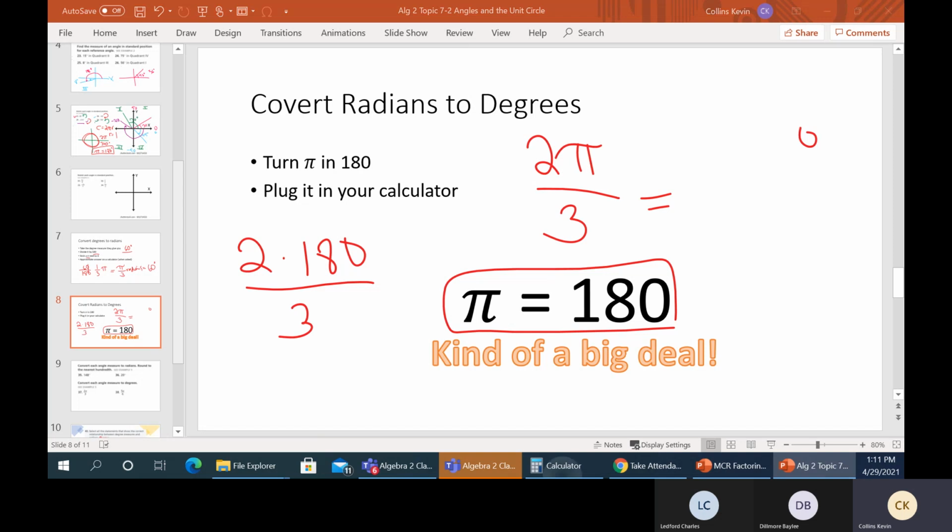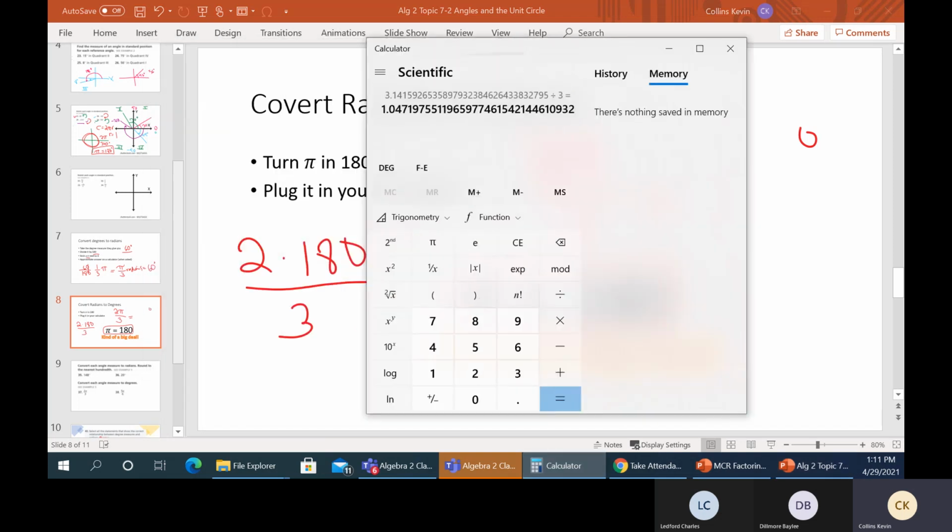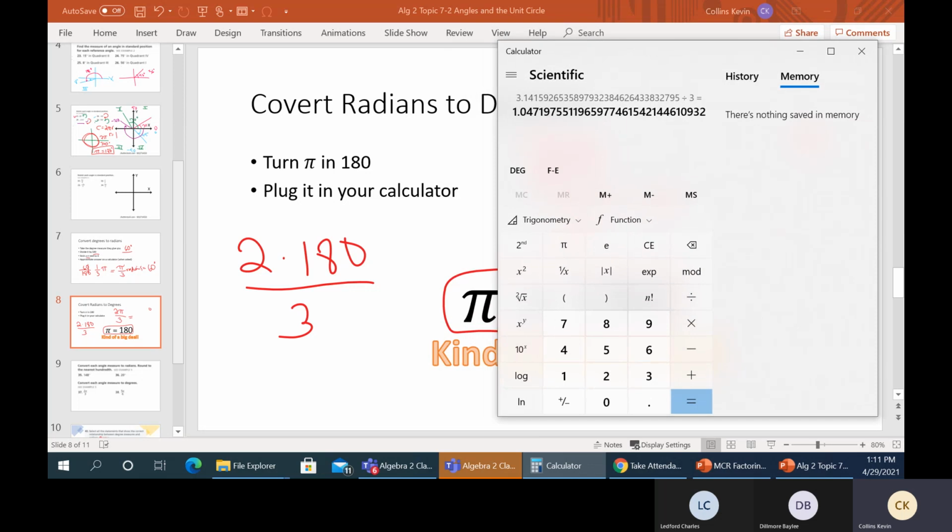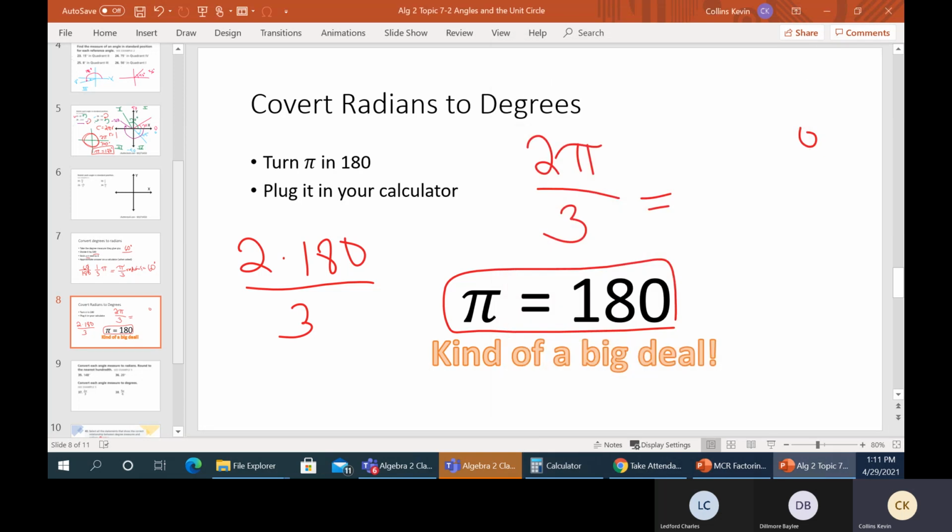Calculator City, here we come. Move this back over, come on. There we go. So we do 2 times 180. That's 360. And then divide by 3 is 120. So 2 pi over 3 is 120 degrees. Okay? So that's how you convert radians to degrees. Pretty easy. Wherever you see pi, pop in a 180 and we're good to go.